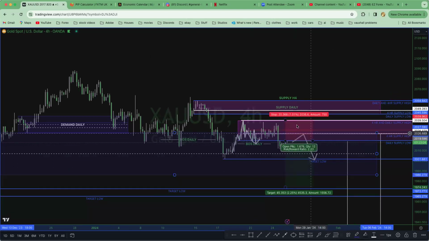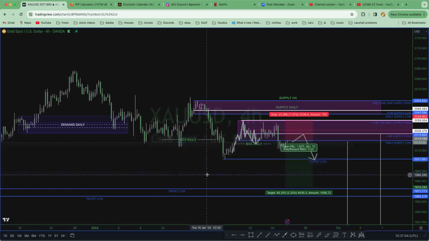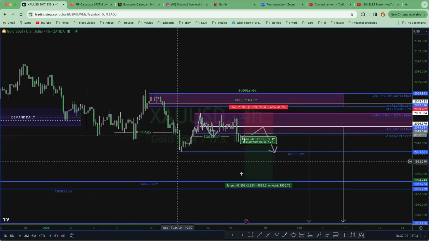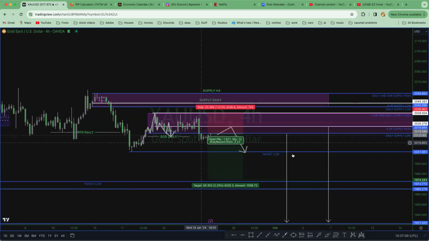So it's something like that. This is what I'm looking at on this gold setup at the moment. The bottom of this FVG is 1986 right now. 1986. Okay, so like I said, this is a big stop loss here for you to take the trade.